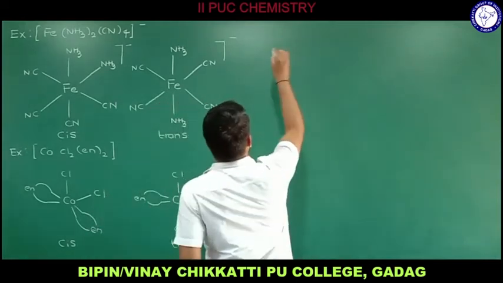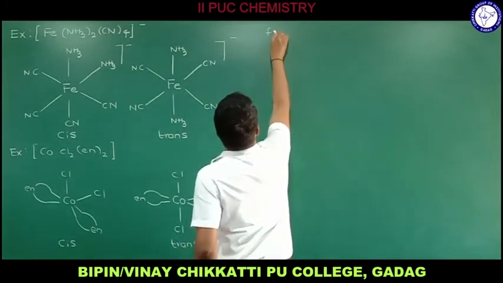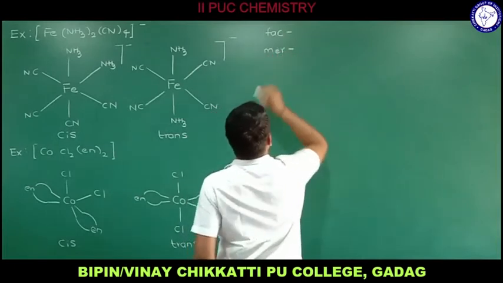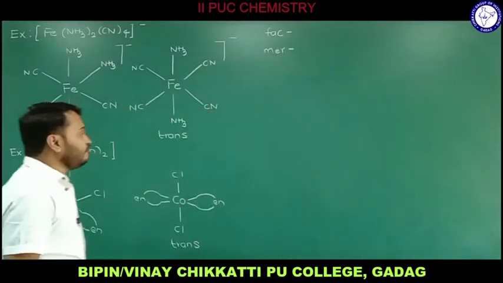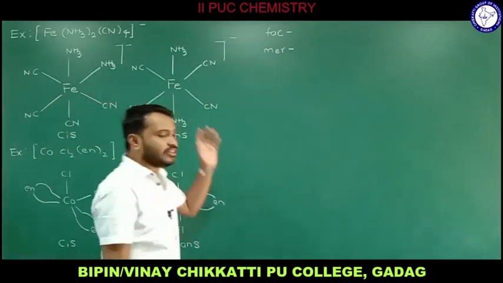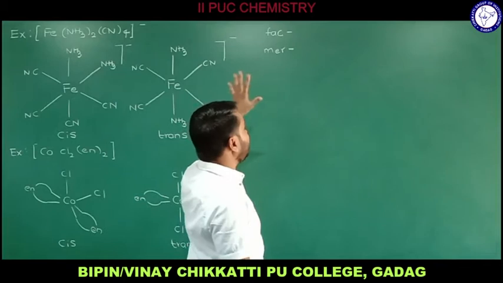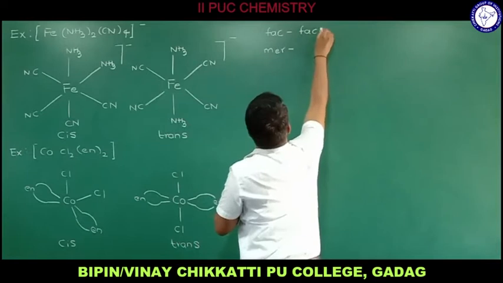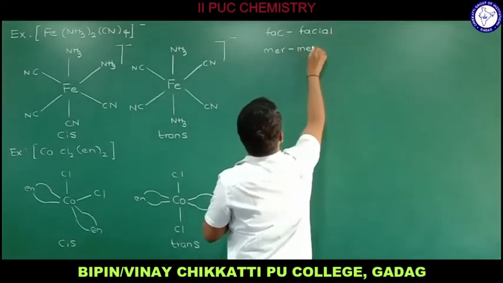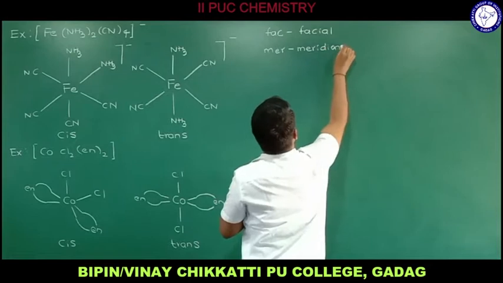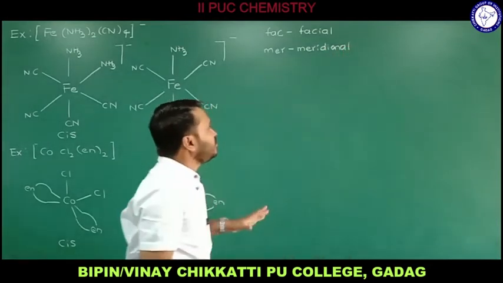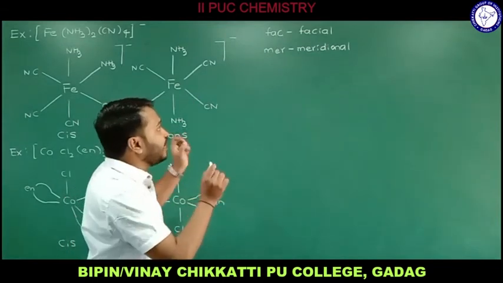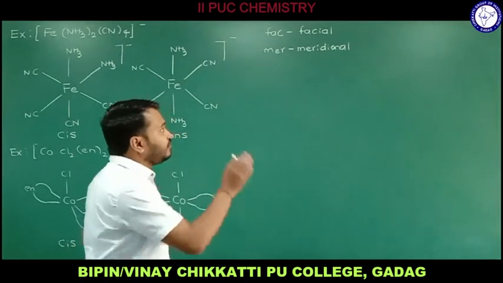Before moving on with the examples, we have one more kind of representation of isomers. One is FAC, and one is MER. Instead of representing cis and trans, we have one more method of distinguishing the isomers, FAC and MER. FAC stands for facial and MER stands for meridional. If the ligand arrangement is facial, we write FAC. If the ligand arrangement is meridional, of course with identical ligands, we call it MER.